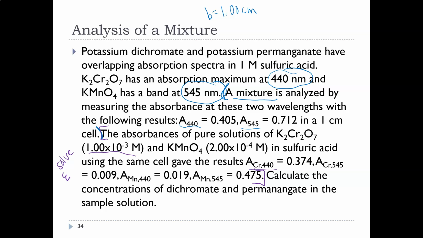And so we're going to have to solve for the extinction coefficients of both of those. So that's what we're going to start with, is actually using the second sentence first. So instead of writing dichromate, I'm just going to write chromium. I'm being lazy. Okay, so we're going to look at the information about chromium at 440 with the pure standard.